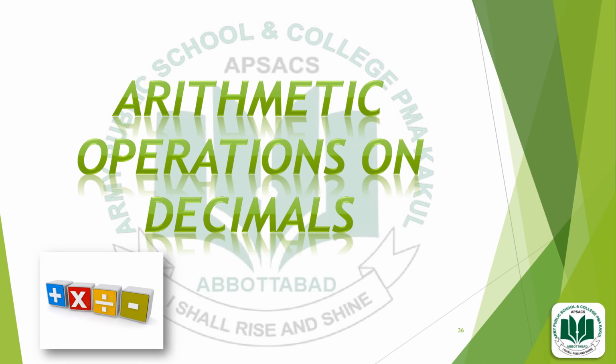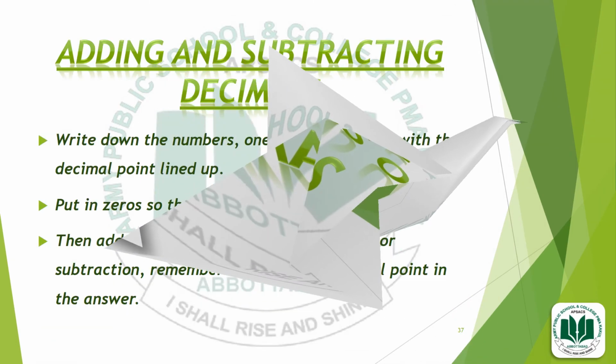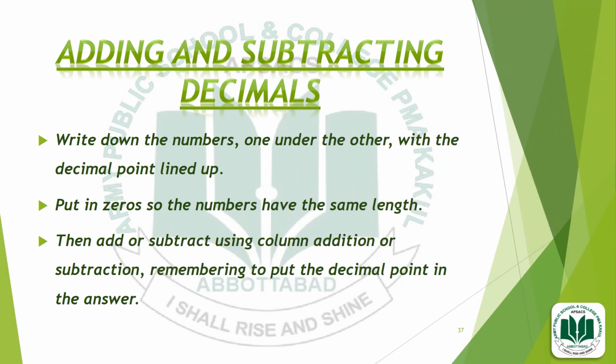Now let us see how we can perform arithmetic operations on decimals. While adding and subtracting decimals, write down the numbers one under another by aligning the decimal point. Put in zeros if the numbers do not have the same length. Then add or subtract accordingly and put the decimal point in the answer at the exact place where it is aligned.